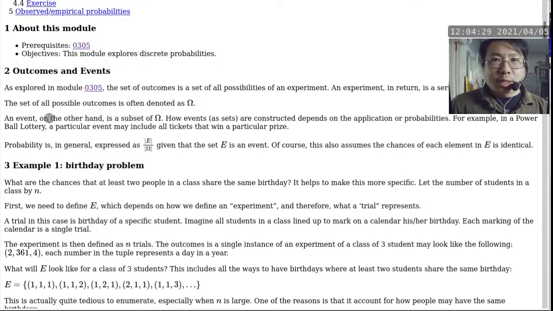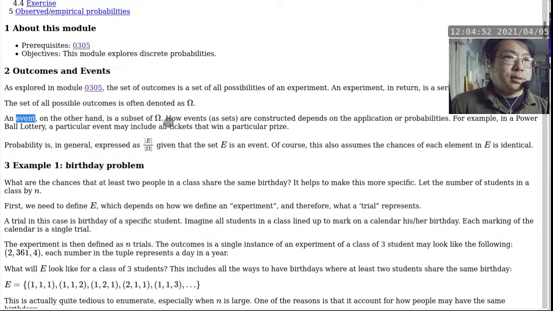So the term that we are talking about here is: what is an event? An event is basically a subset of omega. It doesn't have to be a proper subset, even though when it is a subset but not a proper subset, it is not really that meaningful when it comes to the calculation of probabilities.